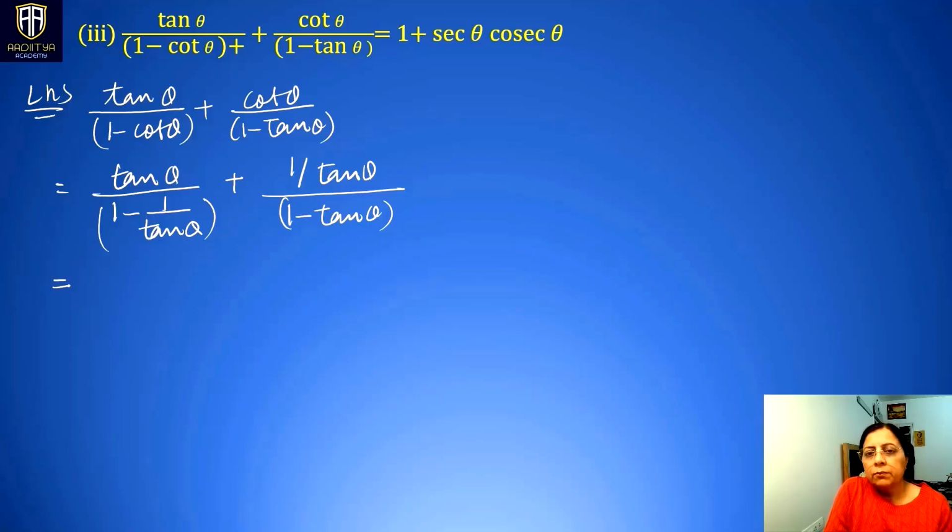Now I am simplifying this expression. This is tan theta in the numerator. In the denominator, you keep tan theta as denominator, multiplied by 1 is tan theta minus 1. Plus, here what we can do, see, it is 1 upon tan theta. Let me tell you one thing. Children generally get confused about this expression. Where shall this tan theta go? Should it come into the denominator, or should we take 1 minus tan theta in the numerator?